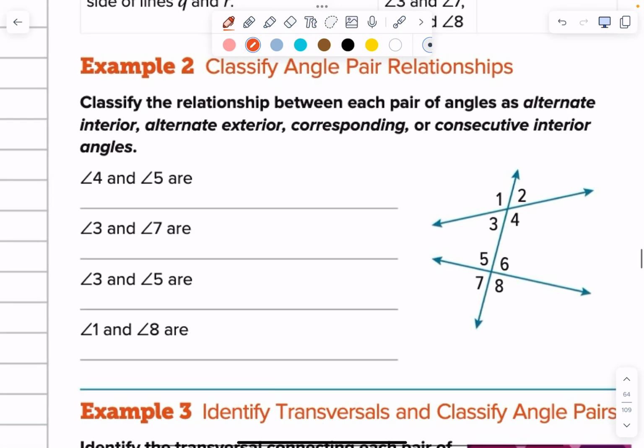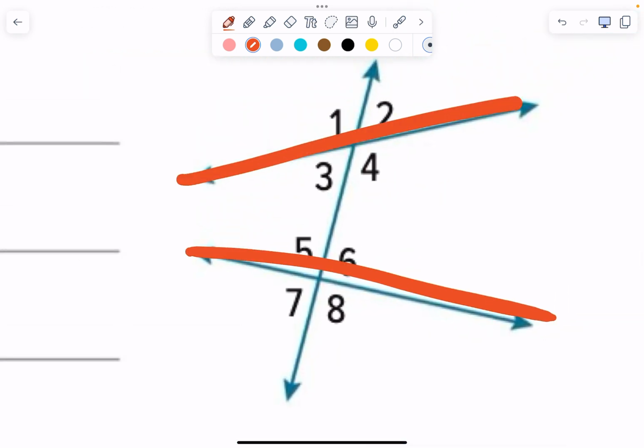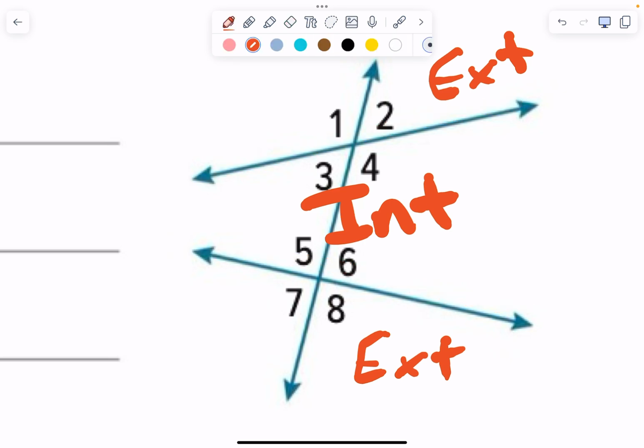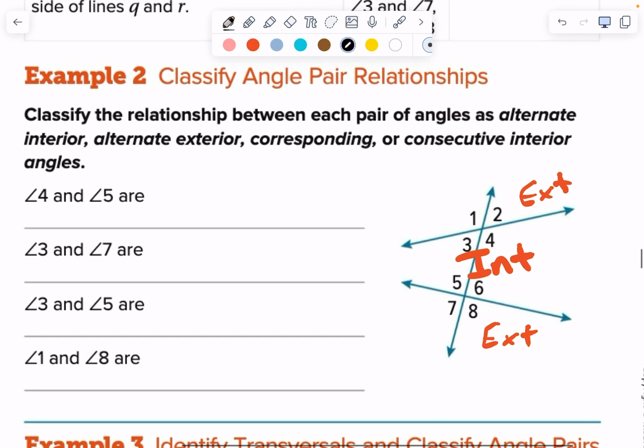Classify each angle pair relationship. All right, here we go. 4 and 5. All right, here are my 2 lines. They don't have to be parallel, but there's that. My interior is here. My exterior is here, right? Okay, do you see how that works? Interior, exterior. You see like the panel going through, right? Okay. 4 and 5, they want to know what the relationship between those two is.